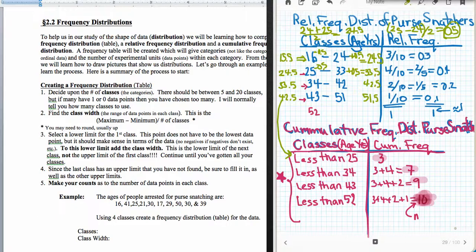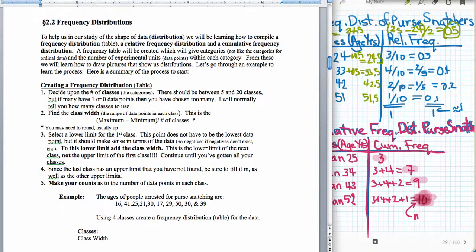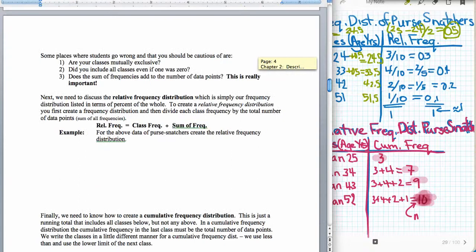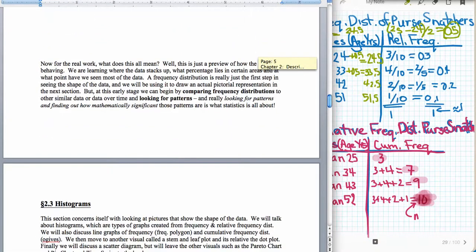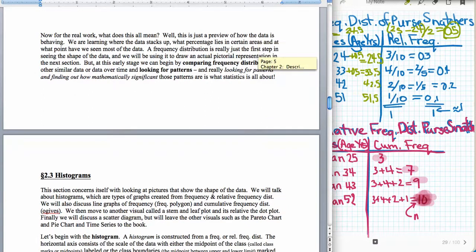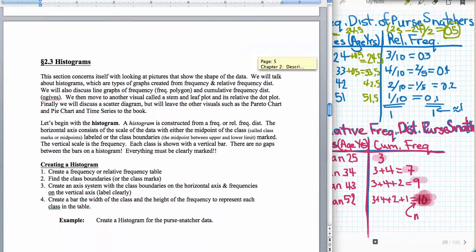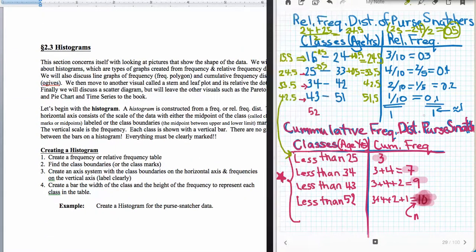So these are the types of frequency distributions, and we saw a little bit about how they start showing a shape. Now, really, to start showing a shape, we're going to have to draw a picture from these. And that is what our next section of the chapter is all about. The next section of the chapter is all about histograms. And histograms are made from a relative frequency table, or a frequency table.